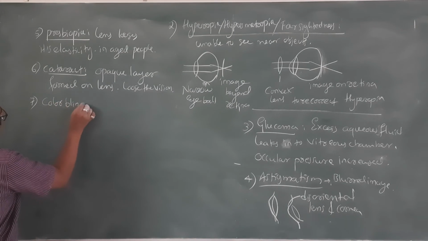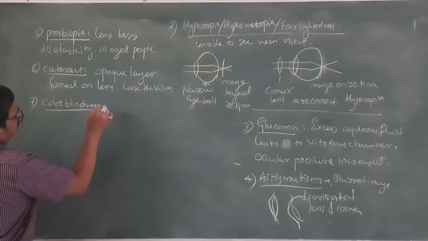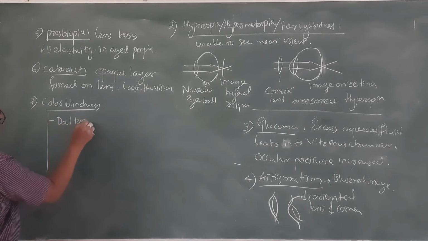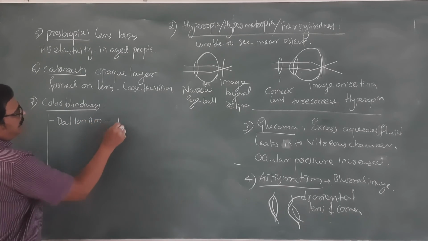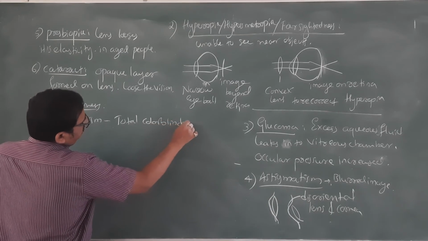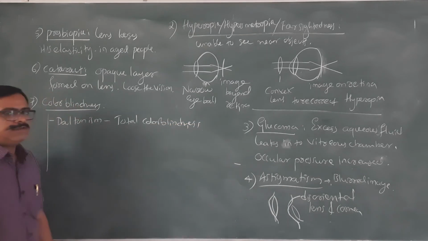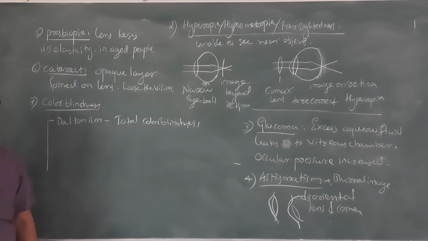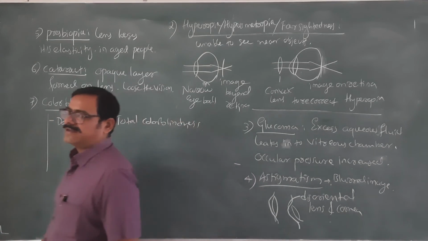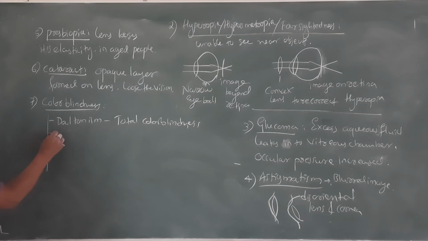Number 7, we need to know color blindness. Color blindness, as you know very well, is an X-linked disorder, but it can be of different types. One is called daltonism, which means total color blindness. The person cannot see any color; his life is completely black and white. It is a kind of genetic defect. Total color blindness is daltonism.